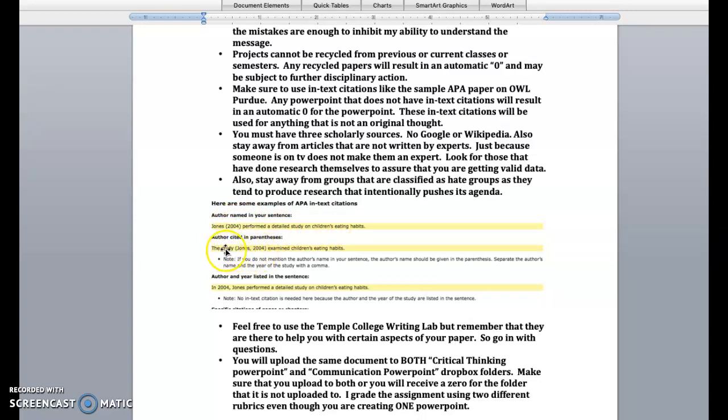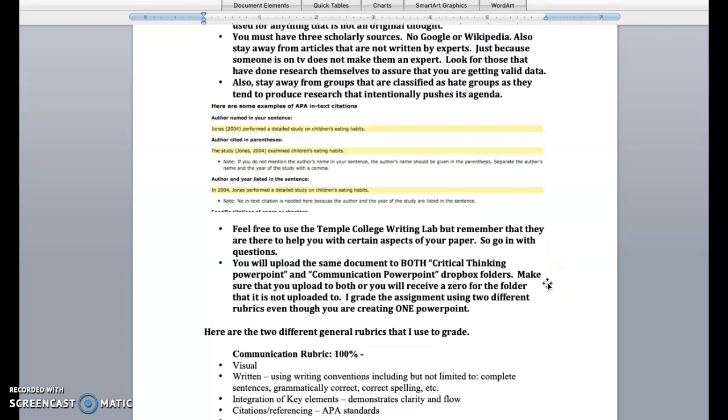Here you had nothing. The study examined children's eating habits. Nothing is in the sentence itself, so you had to put both in parentheses. And here you had both in the sentence, so nothing's needed in parentheses. So vary your format just to make it easier to read, but that is what's considered an in-text citation. If you look at the Purdue OWL website, it does a great job of telling you how different types of sources should be cited.